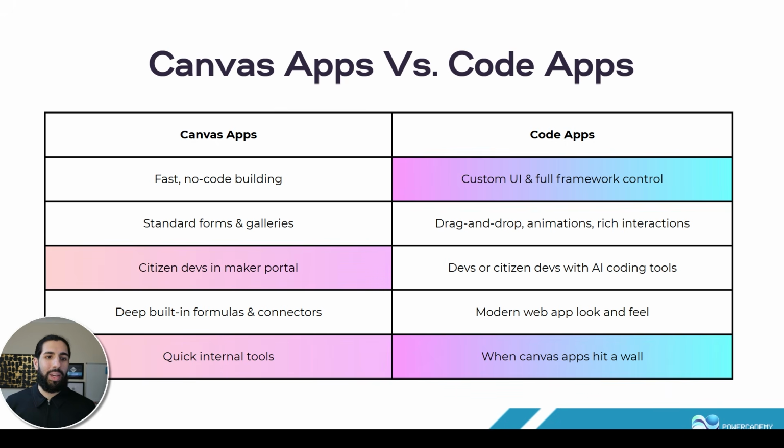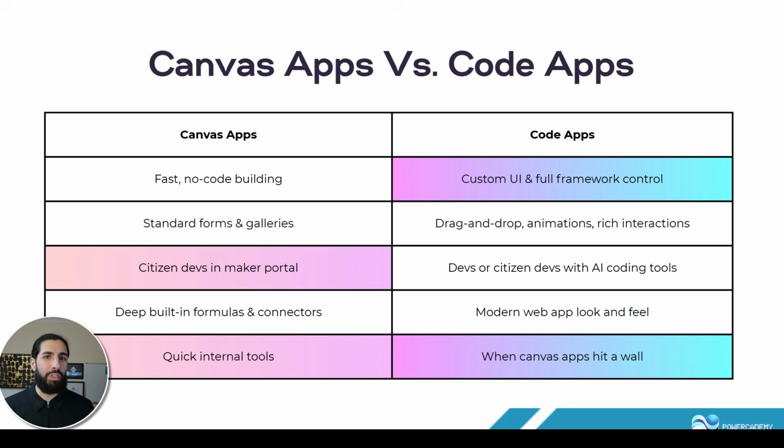Now I just want to really quickly do a comparison of Canvas apps versus code apps and when you'd use each one. Of course I discussed it during the video, but to summarize, for Canvas apps we have fast no-code building, and access to our standard components like forms and galleries. The two main points for Canvas apps are that citizen developers can edit them through the Maker portal. With code apps there's no way to edit through the portal; you'd have to bring it back into Visual Studio Code and make the edits from there.